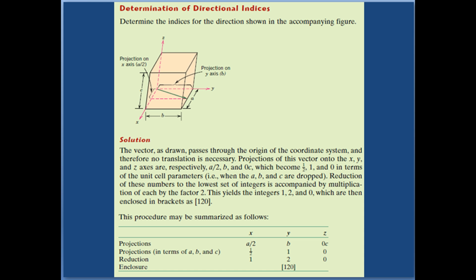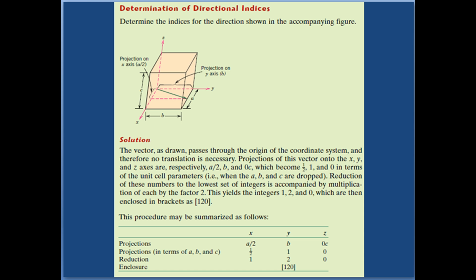The first step is a vector of convenient length is positioned such that it passes through the origin of the coordinate system. You must remember that a vector of convenient length is positioned such that it passes through the origin of coordinate system. Any vector may be translated throughout the crystal lattice without alteration if parallelism is maintained. This is our first step to determine the directional indices.